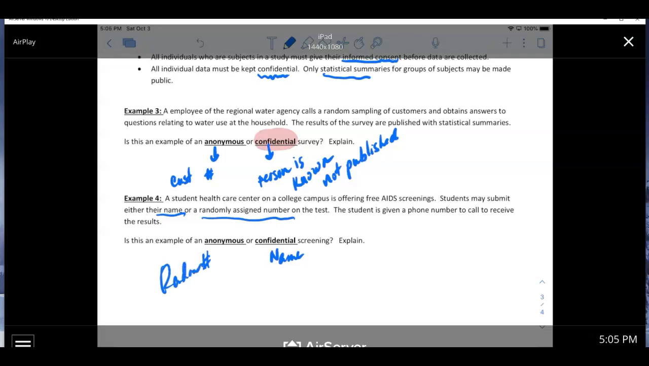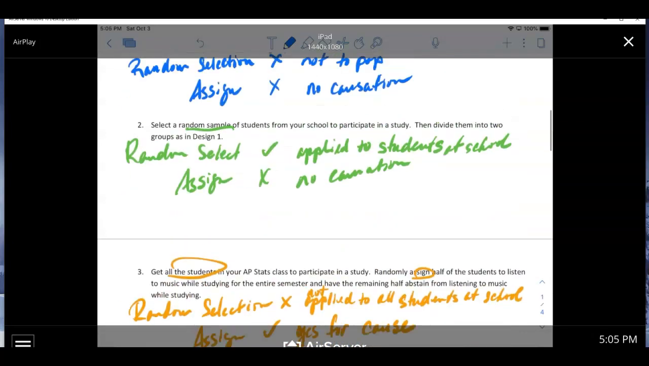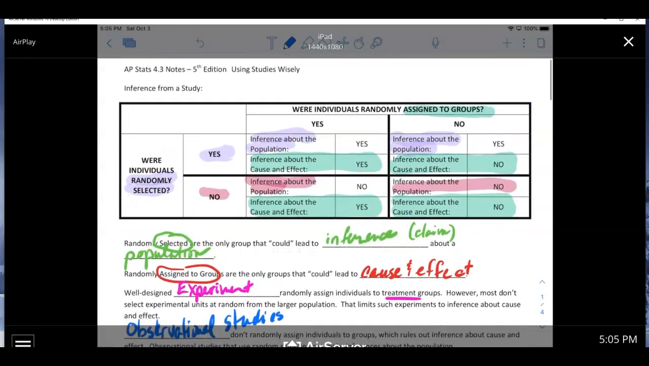All right, so this front part, this big table at the beginning is called scope of inference. And it's basically what we can conclude in observational studies and in experiments. You should be familiar with what do you get when you randomly select, what do you get when you randomly assign.